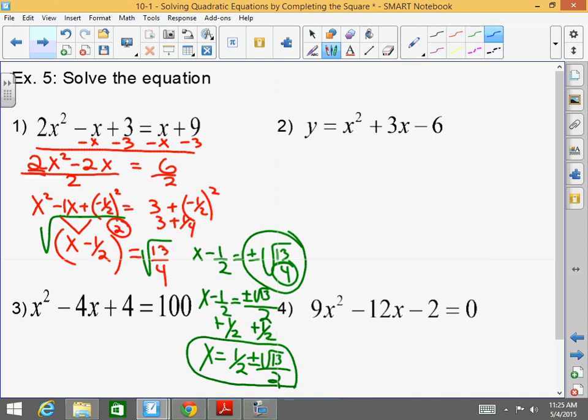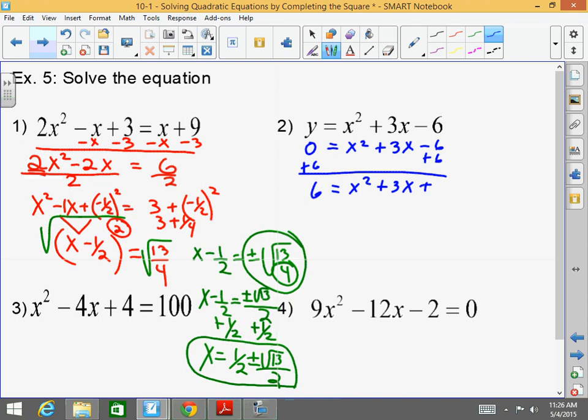Solve the equation. When I want you to solve the quadratic equation and you have a y, you simply make it a 0 first. So 0 equals x squared plus 3x minus 6. Add 6 to both sides. 6 equals x squared plus 3x. What's my b? Okay, x is never the b here, guys. What's my b? Okay, 3x is never my b either. What is the b here, guys?